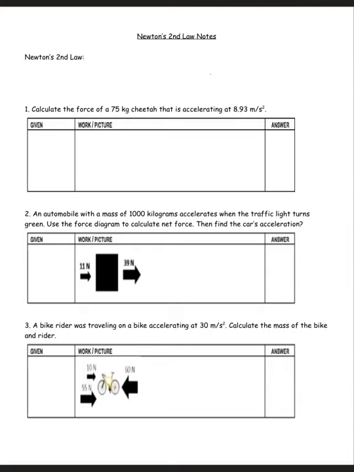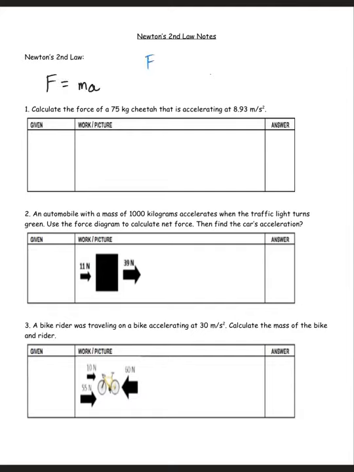Congratulations, and this is going to be over Newton's second law. Newton's second law is the second of three laws. We won't get to the third law, and it is essentially a formula that shows the relationship between three variables. And that formula is F equals ma.